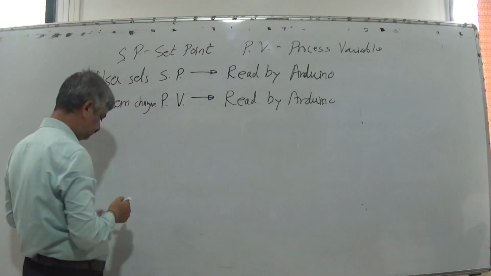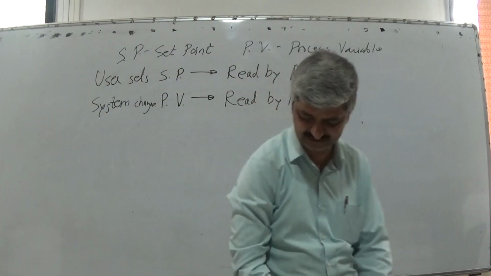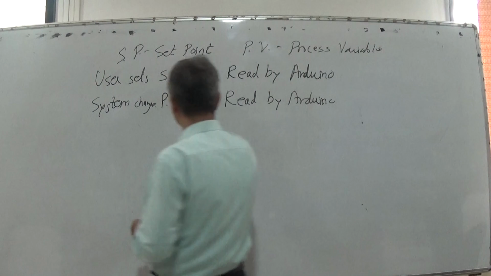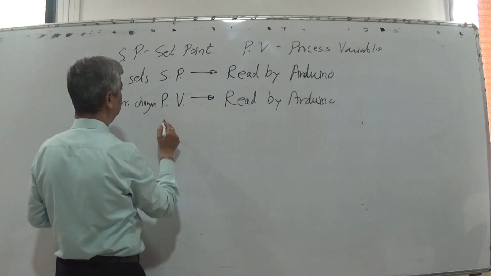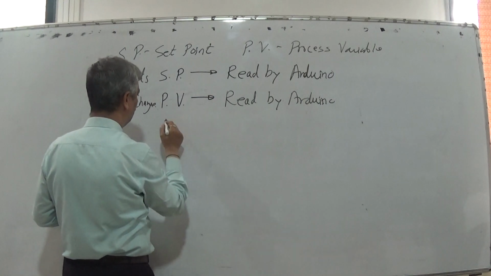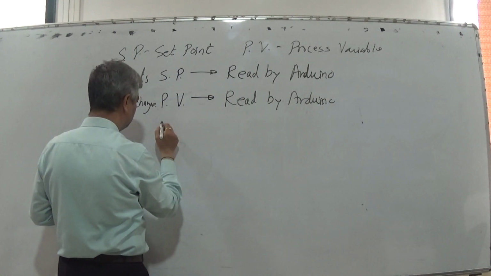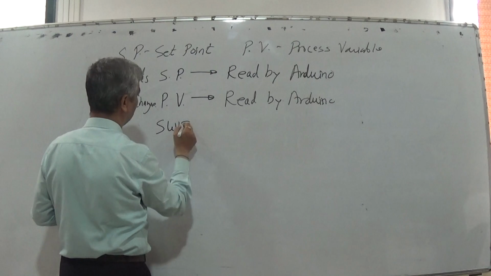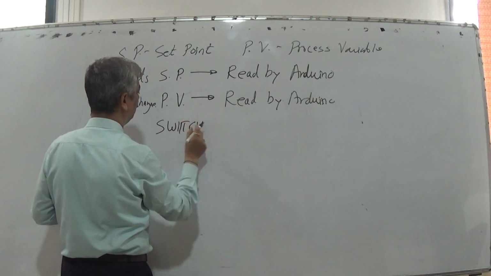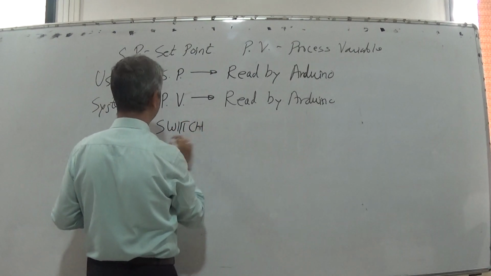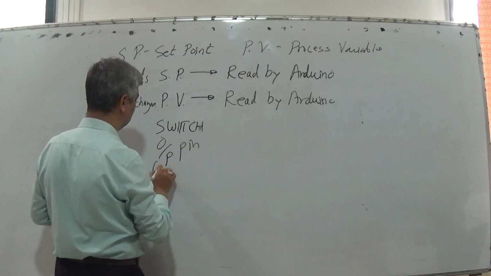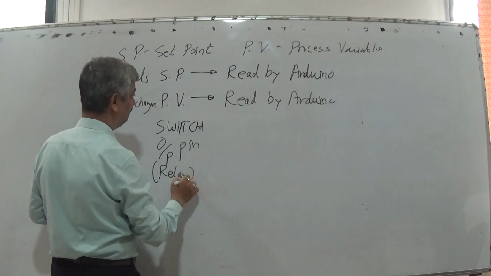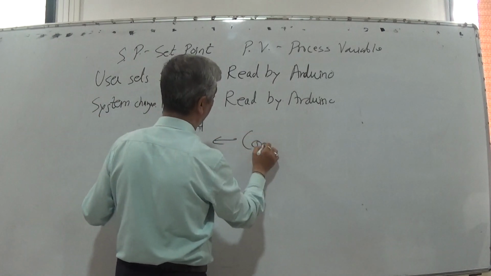Then, based on this set point and process variable, the heat switch, right now I will say on-off control switch, that is output pin or relay, is controlled by Arduino.